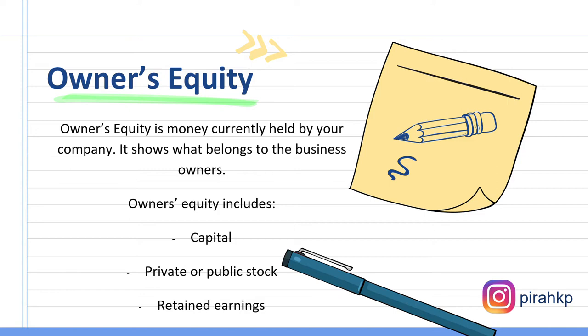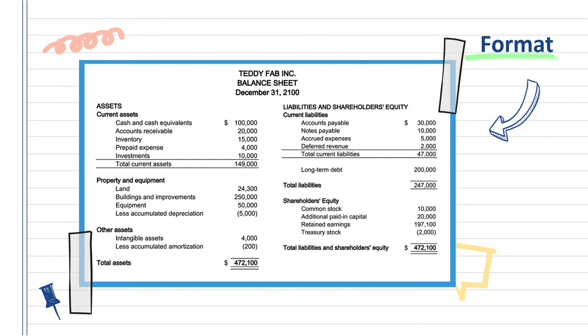And whatever comes from the income statement, it could be a loss, it could be a profit, you have to add or subtract that in owner's equity. If it's a loss, obviously you are going to subtract it from owner's equity. But if it's a profit, you are going to add that over here. Once again, do look at the format. It's very easy, it's very simple.